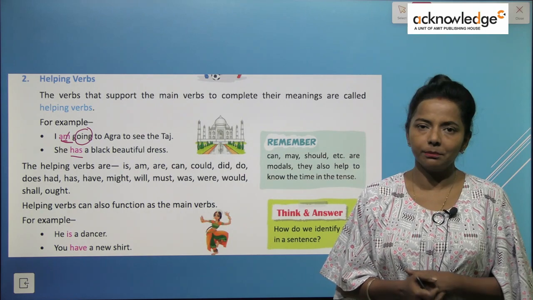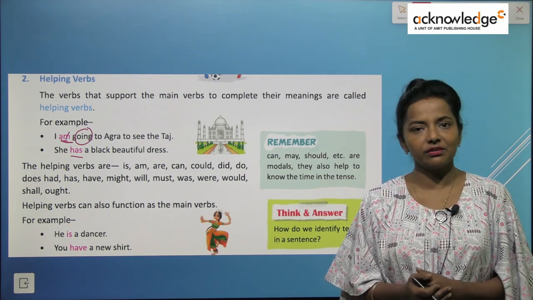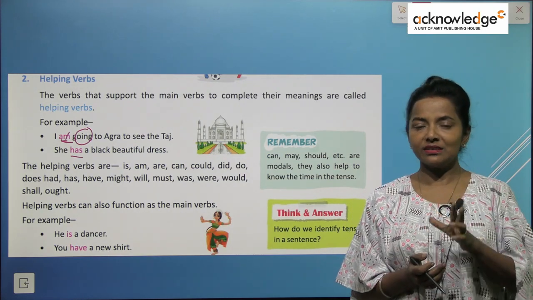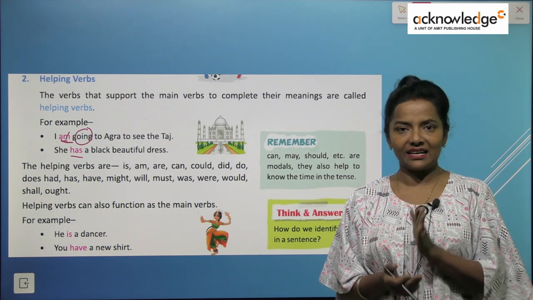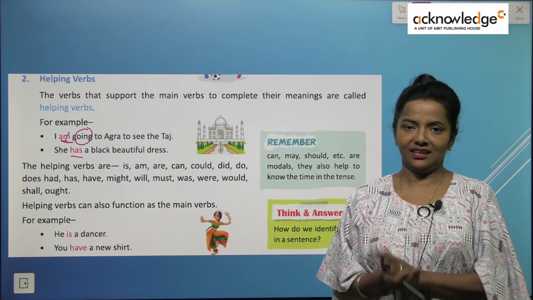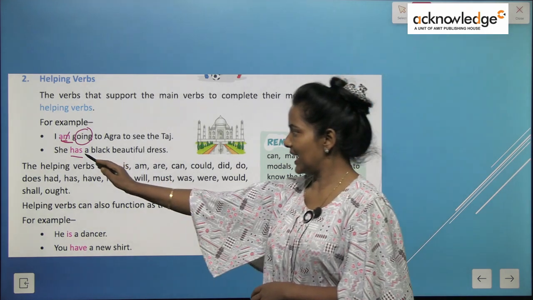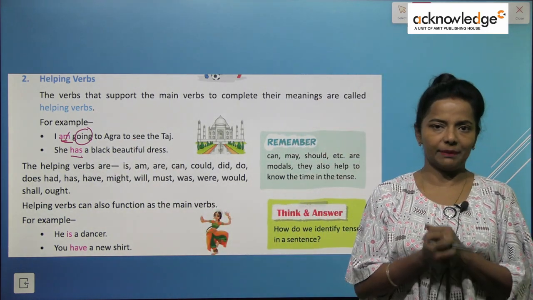ये sentence तो incomplete लग रहा है. She a black beautiful dress. तो इसमें हमने कौन सा helping verb जोड़ा? She has. उसके पास है एक black beautiful dress. तो ये has जो हो गया ये हुआ helping verb.